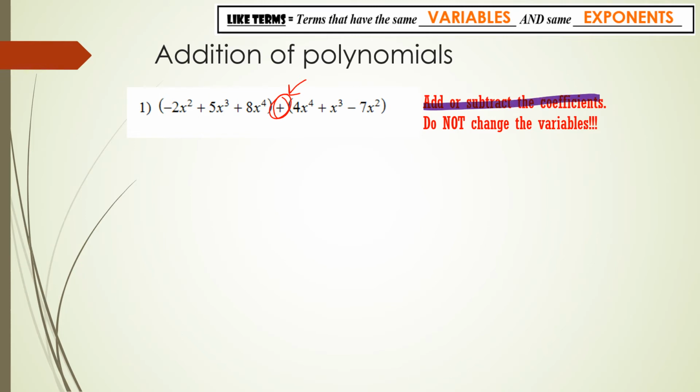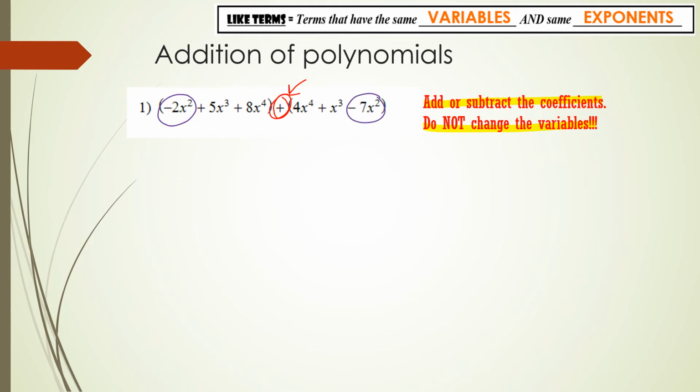Add or subtract the coefficients. Let me try that one more time here. And then the variables do not change. So that means I have to identify the like terms. So for example, I have a negative 2x squared and a negative 7x squared.